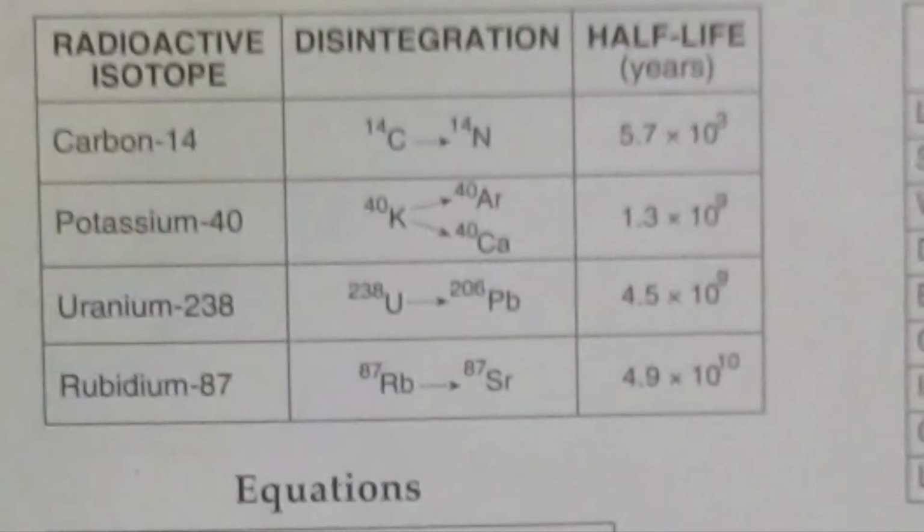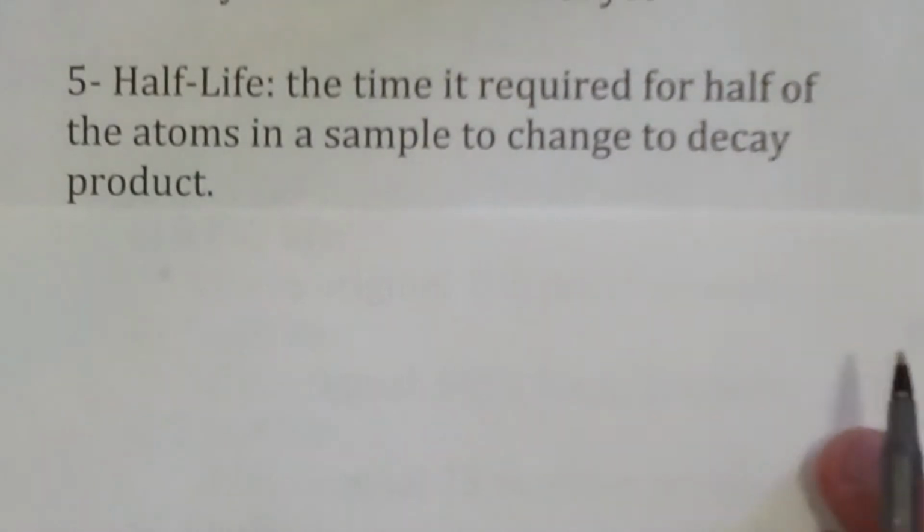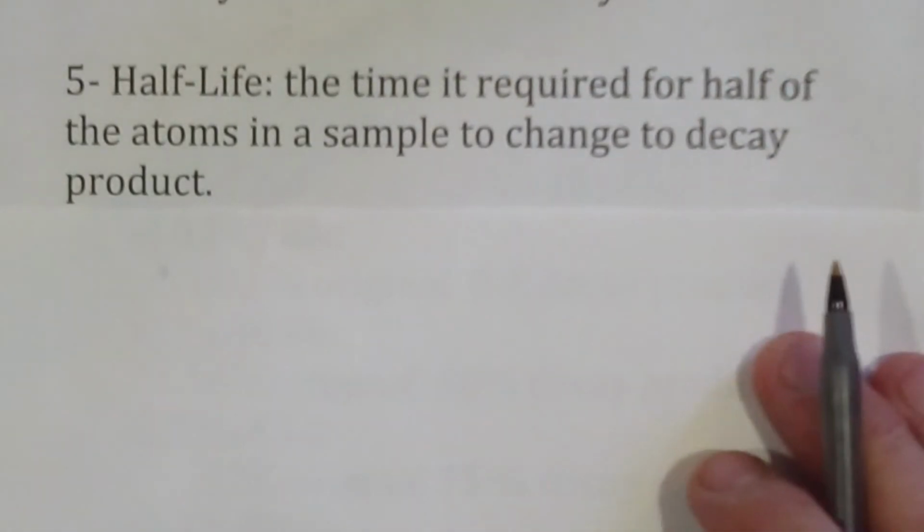Uranium-238 has a half-life of 4.5 billion years. Rubidium-87 has a half-life of 49 billion years. Half-life is the time it requires for half of the atoms in a sample to change to decay product.